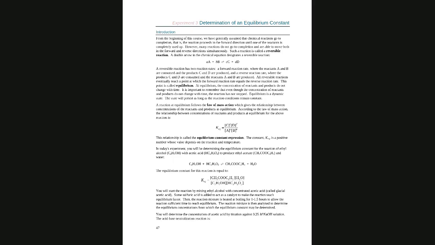So we are doing a determination of an equilibrium constant. We talk about reversible reactions. Reversible reactions are expressed with this double arrow. When you see this double arrow, what does that mean? That it never ends. And those reversible reactions reach equilibrium.